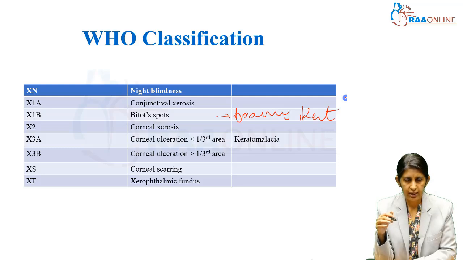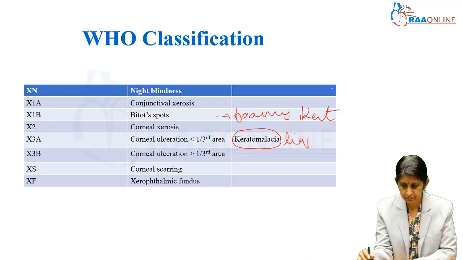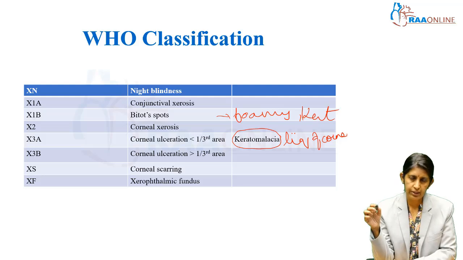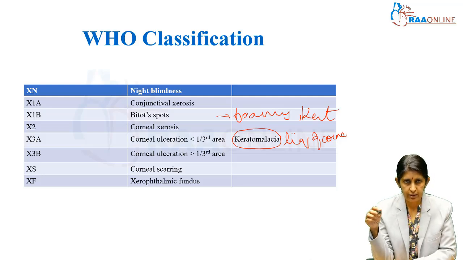3A is corneal ulceration, which is less than 1/3 area of the cornea. So this is very important. The word keratomalacia means there is liquefaction of the cornea. Liquefaction of the cornea indicates keratomalacia. Corneal ulceration greater than 1/3 is quite dangerous because it can lead on to perforation. And when you say XS, you're talking about corneal scarring, which is the later stage, which may require surgical intervention if the scar is present in the pupillary axis.